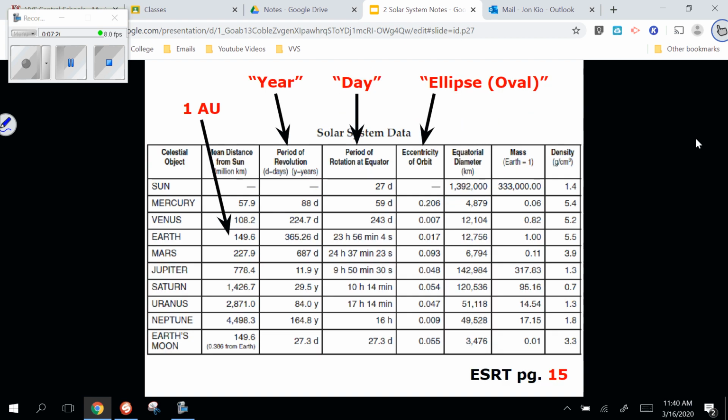Oops, backtrack, sorry. Equatorial diameter. See where our largest planets are. Okay, Jupiter, distance across, as opposed to Mercury, our smallest. Mercury's not much bigger than the moon, you can see.